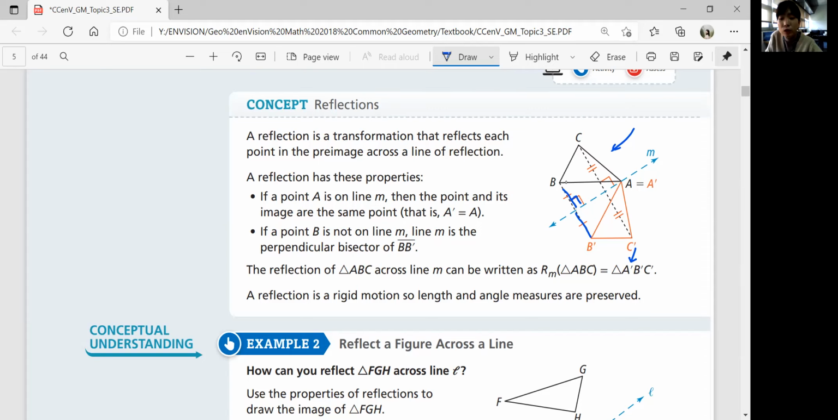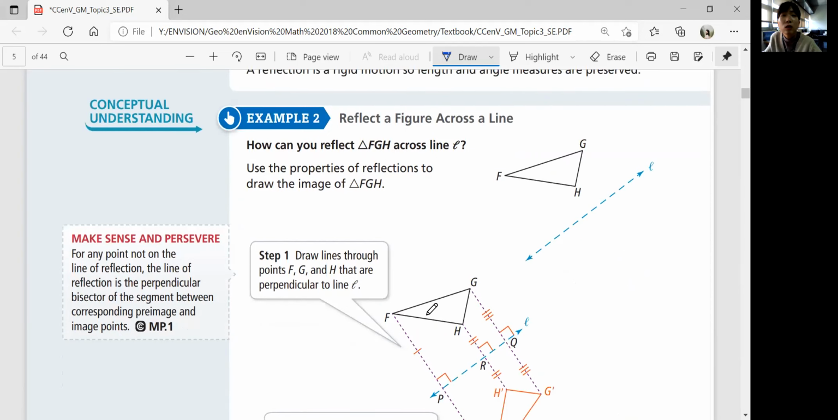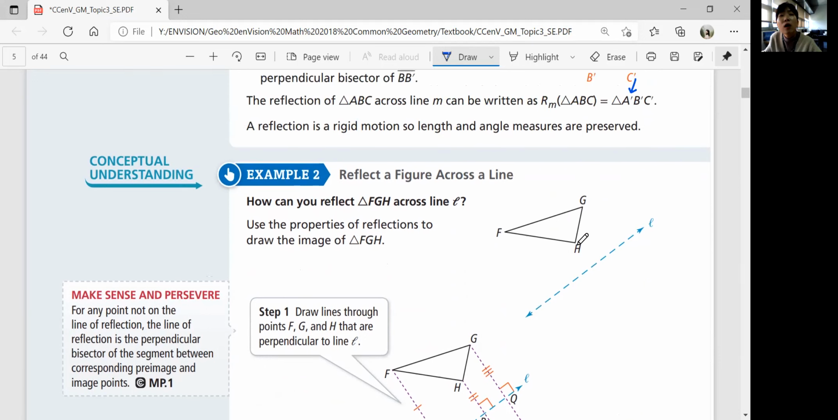Look at example 2. Reflect a figure across a line. How can you reflect triangle FGH across line L? Okay, this is a line of reflection. You should reflect across line L. So what's the definition? If you draw a line between the pre-image points to image points, they should be perpendicular and you should have the same distance away from line L.